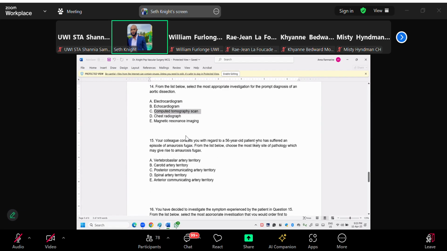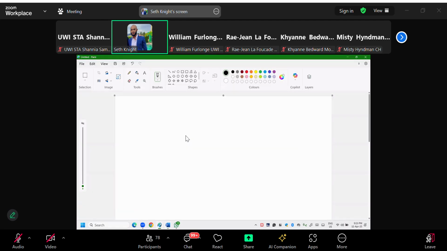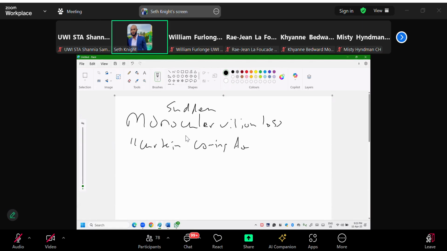So a 56-year-old man with amaurosis fugax. Amaurosis fugax is where you have sudden monocular vision loss, described as a curtain coming down. And it is transient. Lasts a few minutes. Okay? This is amaurosis fugax.